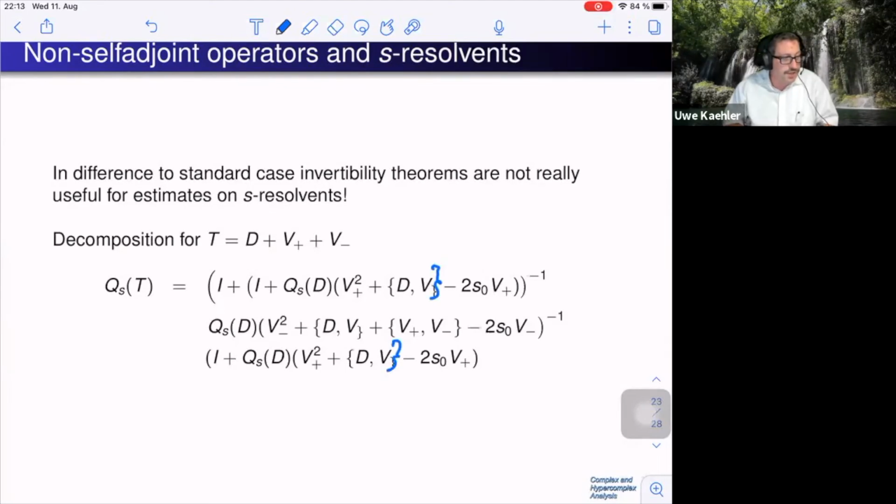These parts are actually all the anti-commutators between D and V plus, and this is V plus, V minus, and also here, D and V minus, basically here they come. So we have to work with that one, and we have to estimate that guy, which makes the formulas look a little bit ugly.